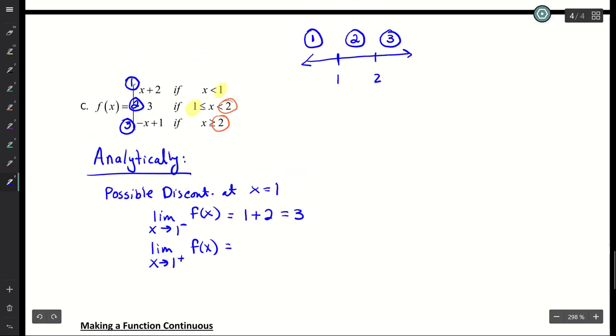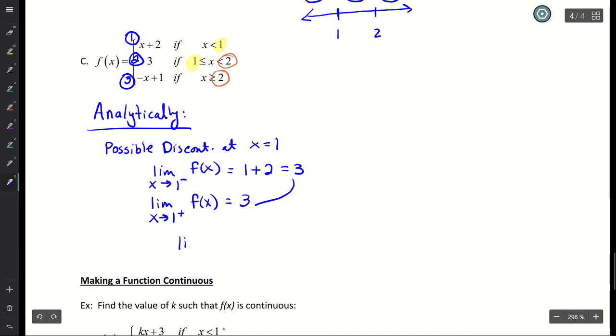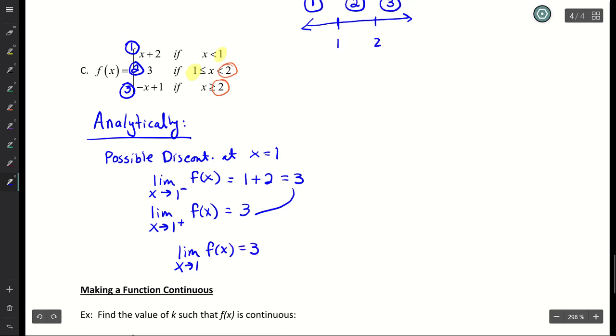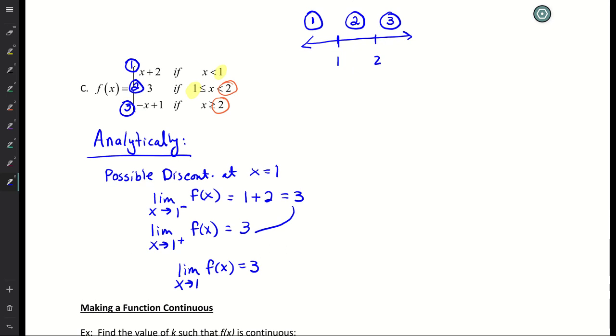Now looking at it from the right, we'd be using the middle function, the second one. We notice that middle function is just a constant 3, so that's 3. We notice, hey, those two match, which means the overall limit as x approaches 1 of f of x is 3. Notice that the function value is defined at 1. The function value at 1, if we use the piecewise function, is 3. That's that constant function. The limit from the left and right of 1 exists, and the limit equals 3, which is the function value. So this is continuous at x equals 1.